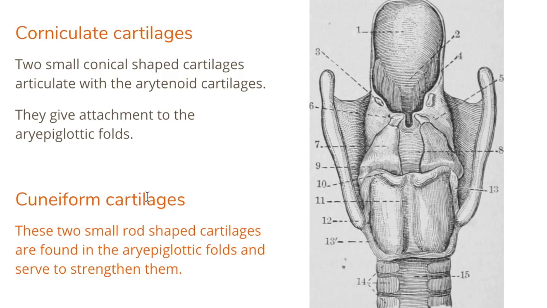Next, finally, we have the cuneiform cartilages, which are two small rod-shaped cartilages that are found within the aryepiglottic fold. So when we were talking about the epiglottis, we saw that it had a fold, which was the aryepiglottic fold, extending from the sides of the epiglottis up to the arytenoid cartilage. So these corniculate cartilages give attachment to the aryepiglottic fold. And within the aryepiglottic fold, we have embedded the next cartilage, which is the cuneiform cartilages. So these as well are paired cartilages, which are rod-shaped and embedded within the aryepiglottic fold and serve to strengthen it. Okay, so with this we finish talking about all the cartilages.